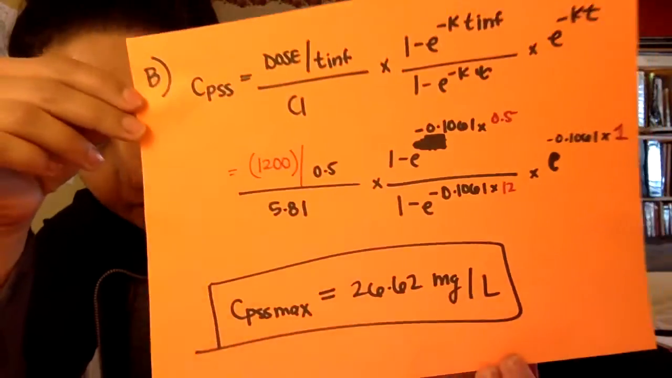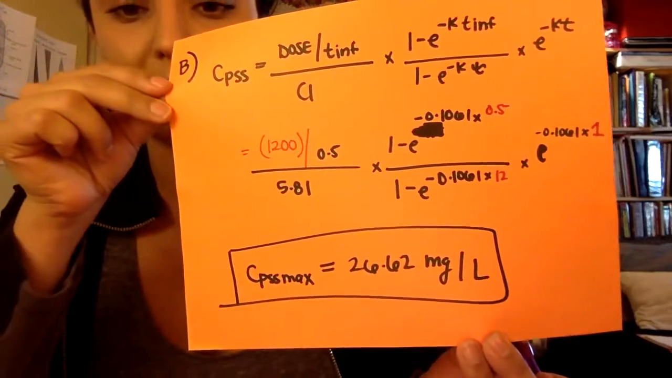Okay, so when you solve for your CPSS max, you get 26.62 milligrams per liter. And basically that is telling you that that is what the exact number is after that 1 hour, not 27. So when you calculate it, you're basically going to get that 26.62, which is kind of close to where the doctor wants it, okay?